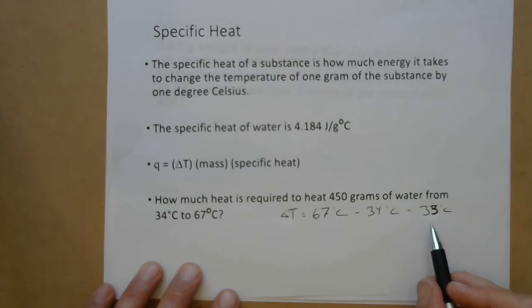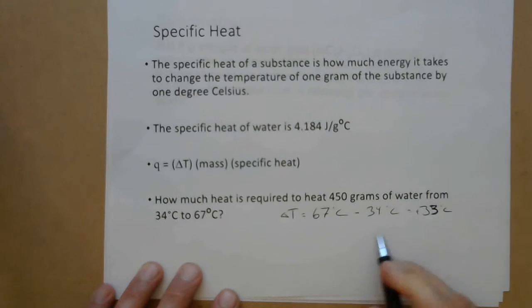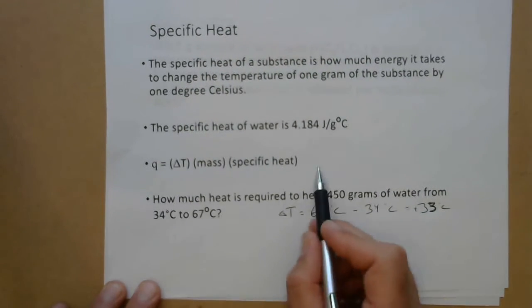It went up by 33. Your delta T can be negative or positive. In this case, it's positive because the temperature went up. All right, so now we use this equation.